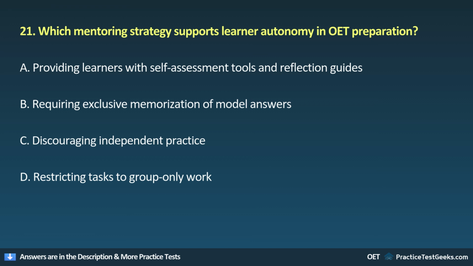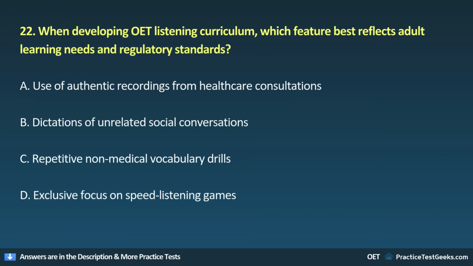A. Providing learners with self-assessment tools and reflection guides. B. Requiring exclusive memorization of model answers. C. Discouraging independent practice. D. Restricting tasks to group-only work. 22. When developing OET listening curriculum, which feature best reflects adult learning needs and regulatory standards?